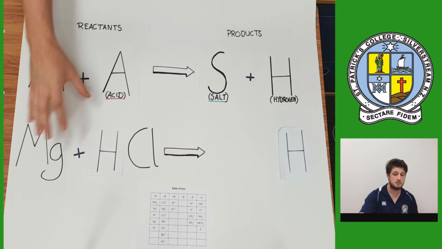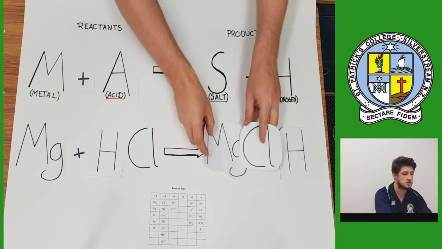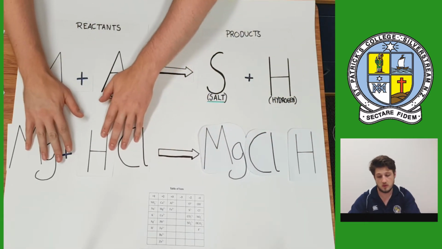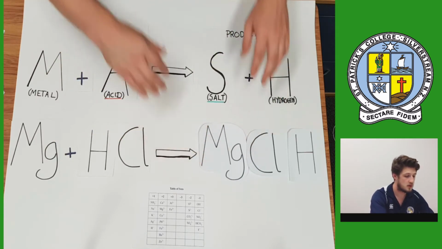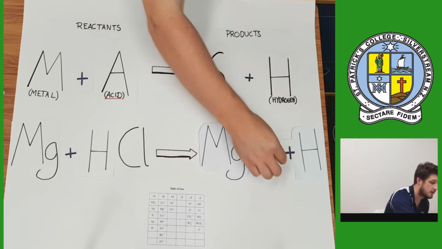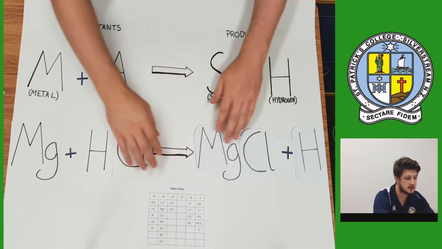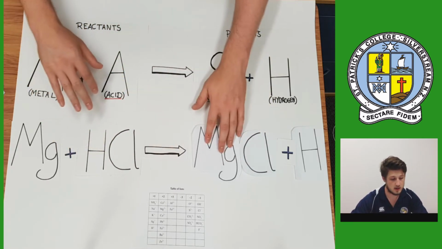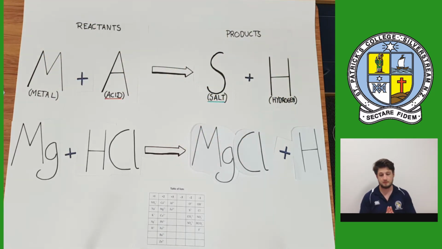Well, the magnesium, being more reactive, will want to bind with the chlorine. So we get this substance called magnesium chloride. Magnesium chloride plus our hydrogen over there. Magnesium chloride plus our hydrogen. So just spacing it out a bit better so you guys can see them. Hydrochloric acid plus magnesium chloride.